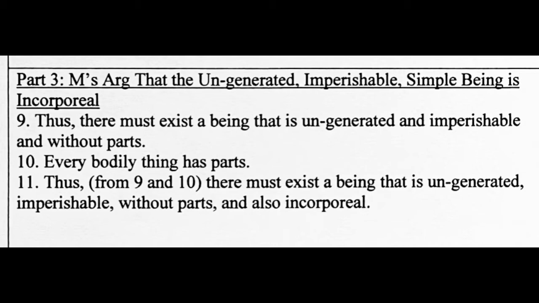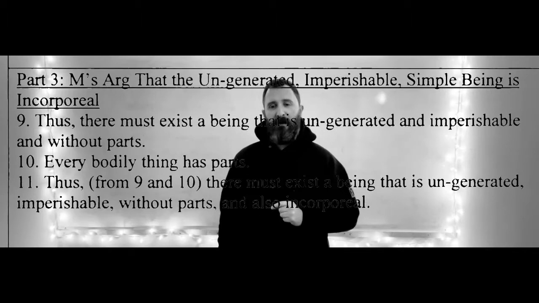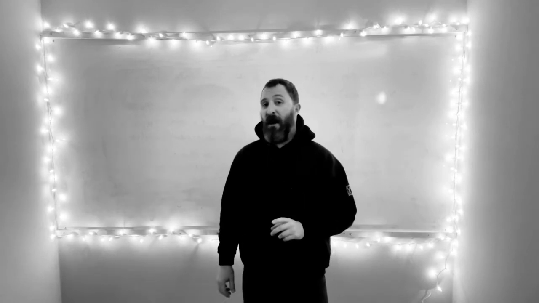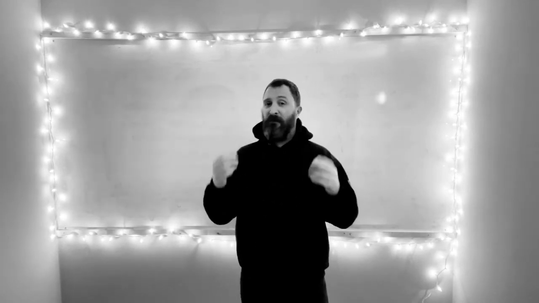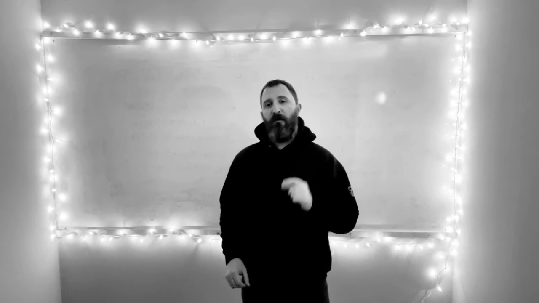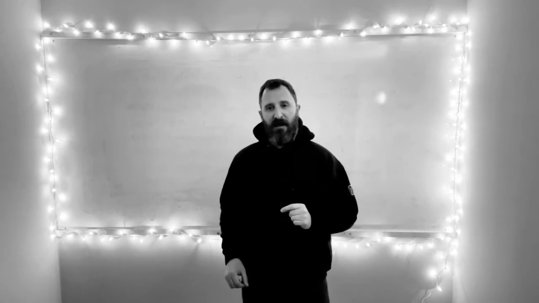Right? So look, if there's got to exist a being that's ungenerated and imperishable and doesn't have parts, but every bodily thing has parts, then it follows in 11 that there must exist a being that's ungenerated, imperishable, without parts, and thus, which is also non-bodily or incorporeal. Okay, so that was part 3 of Maimonides' argument for the existence of God, and I said it was a 4-part argument. So now let's look at part 4, which is the concluding part of Maimonides' argument for the existence of God.